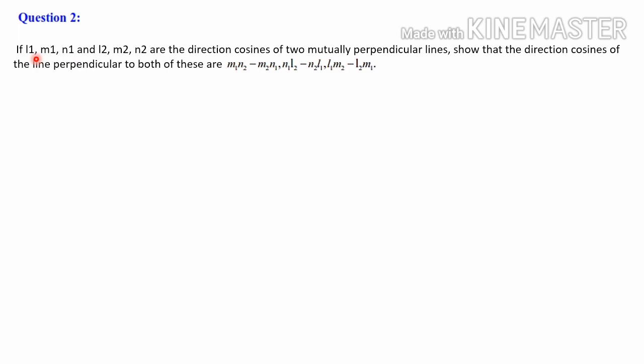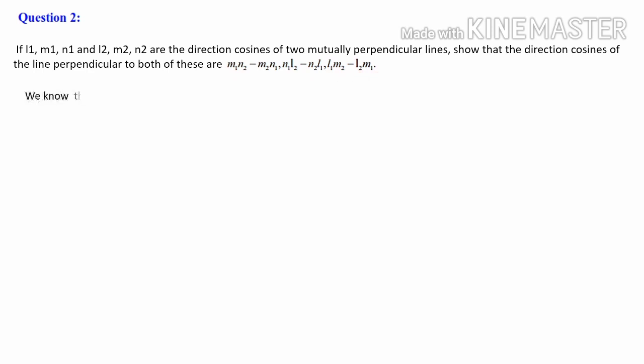L1, M1, N1, these are the direction cosines of one line. L2, M2, N2, these are the direction cosines of another line. These two lines are mutually perpendicular. And there will be a line which is perpendicular to both of these lines. We have to prove that the direction cosines of that line are M1 N2 minus M2 N1, N1 L2 minus N2 L1, L1 M2 minus L2 M1.